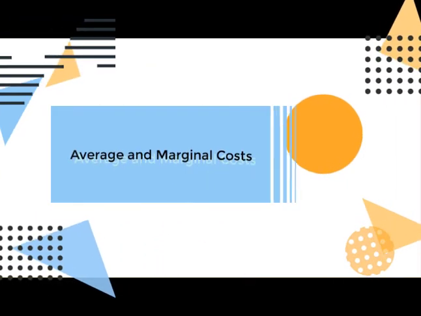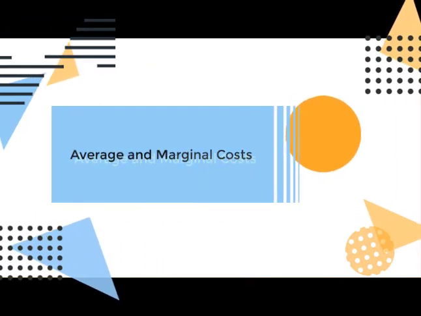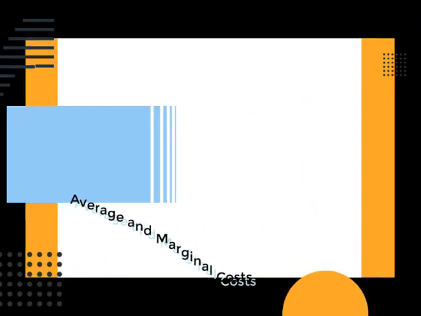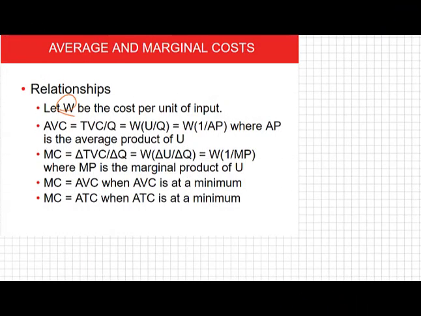Okay, let's check the average variable cost and marginal cost and see their relationship. Here, W is the cost per unit of input, and throughout the discussion here, we assume the variable input is labor. Therefore, W is the price of labor, such as the wage rate.